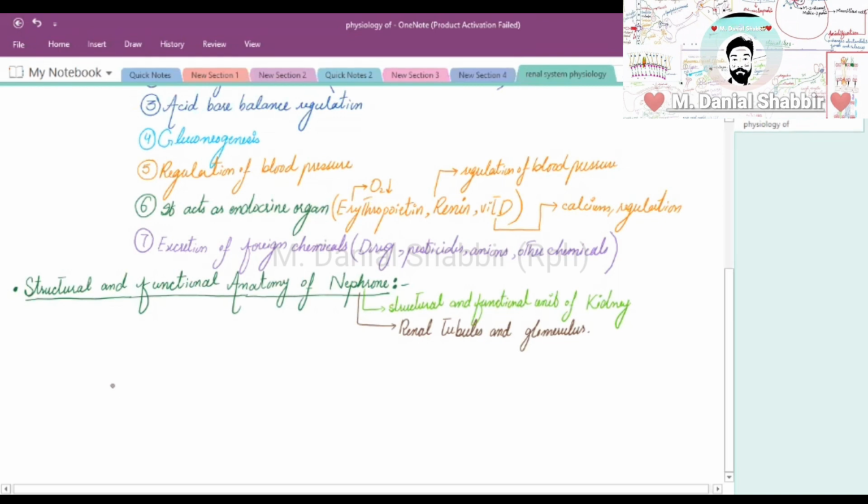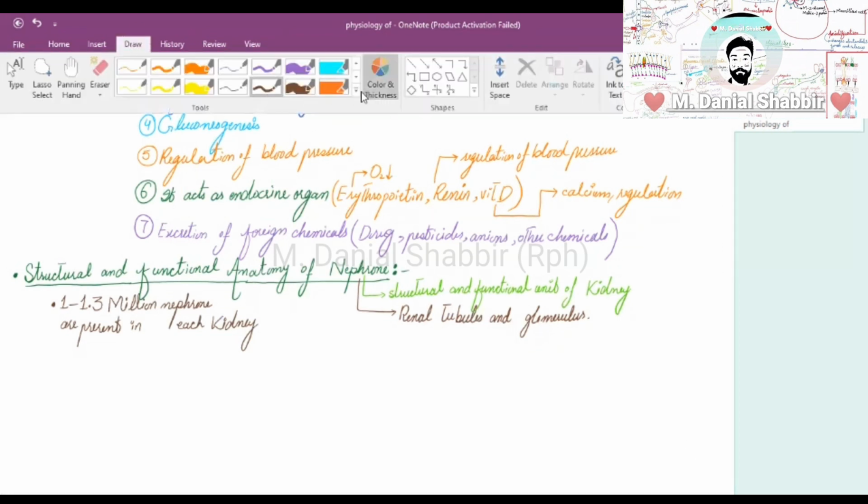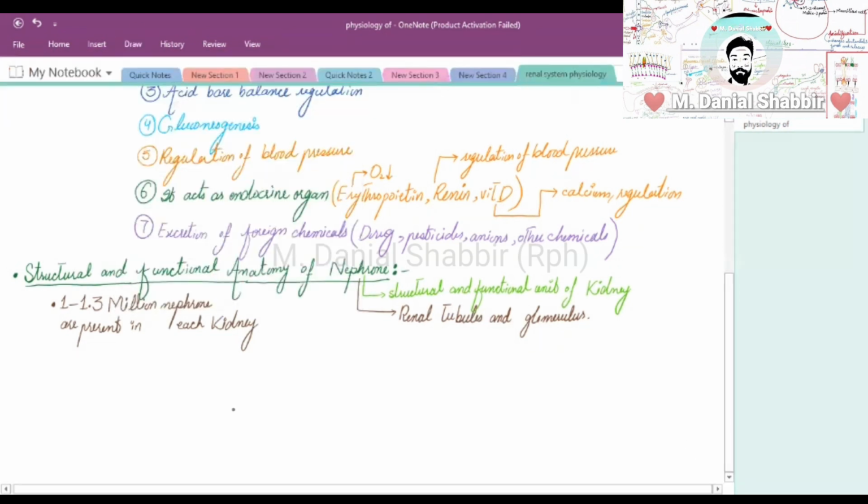Okay. Next, I am going to draw here the structure of the nephron. And listen, in the renal system, 1 to 1.3 million nephrons are present in each kidney. Okay. Now I am going to draw the whole structure of the nephron. You people have to draw with me.